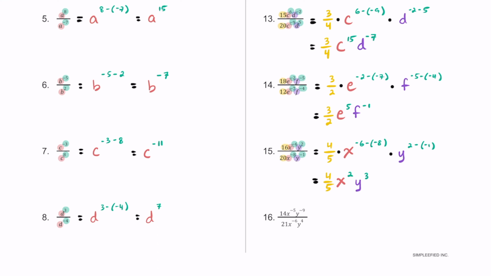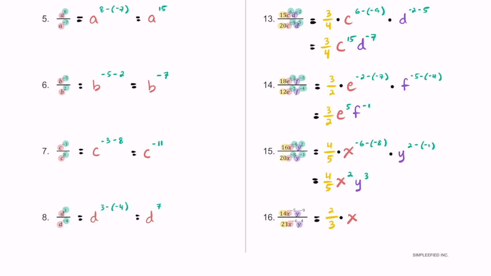Finally, one last example, number 16, we have these coefficients of 14 and 21, so we'll simplify those using their GCF. Then we'll go ahead and use that quotient rule with the base of x, and then use that quotient rule one more time with the base of y. Starting off with the coefficients, 14 and 21 are both divisible by 7, that's their GCF. So 14 divided by 7 is going to equal 2, and then 21 divided by 7 is going to equal 3. So we have 2/3 as our simplified coefficient.